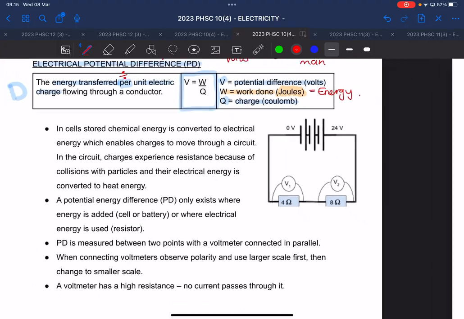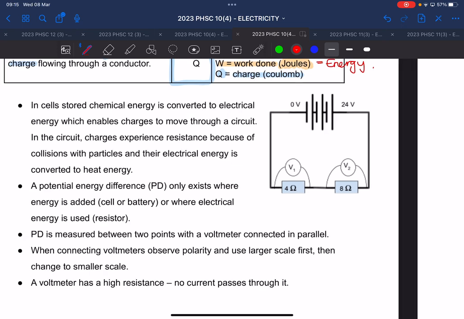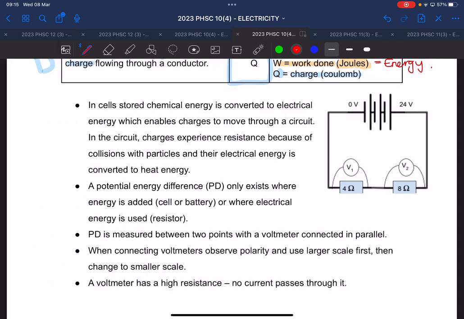Alright, so we're going to do a calculation with that a bit later on. Then it says, in cells, stored chemical energy. So in your cells, in your battery, you have chemicals. Stored chemical energy is converted to electrical energy that enables charges to move through the circuit. So those chemicals give the charges electrical energy so that they move. So you need to know the conversion.